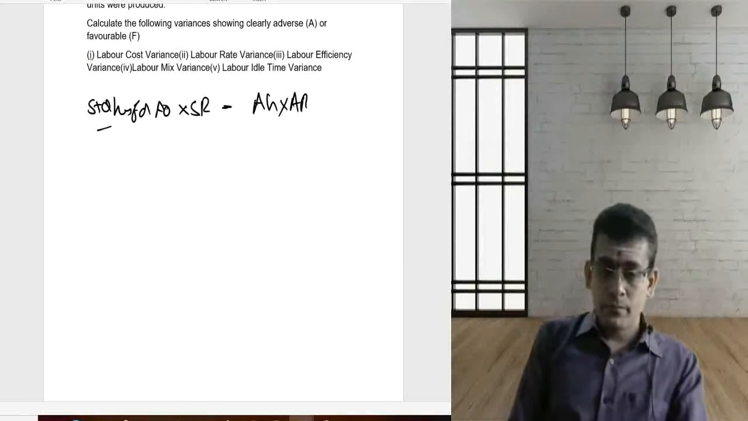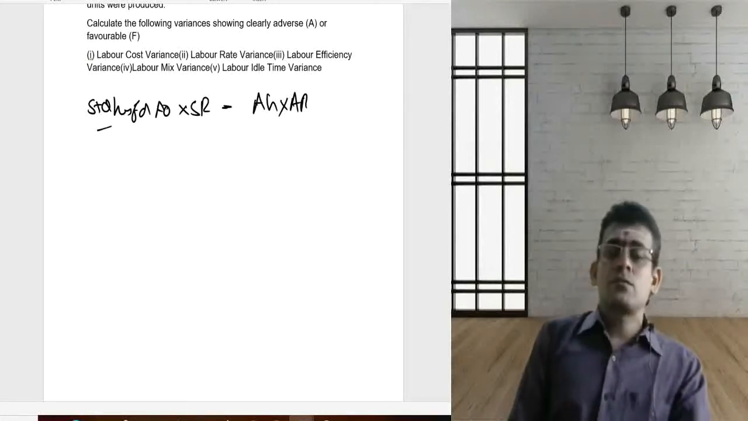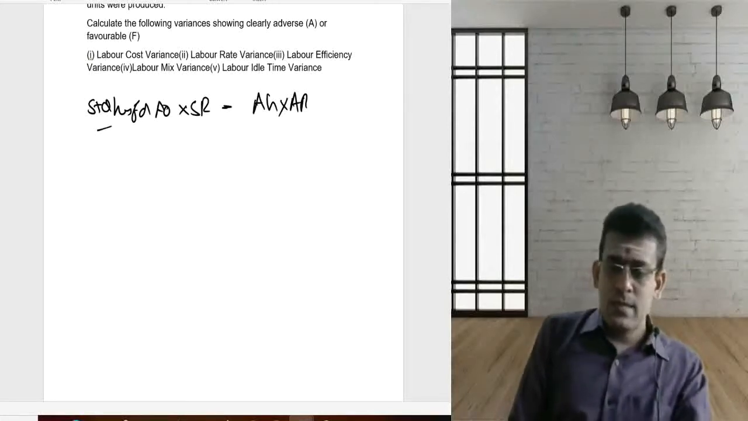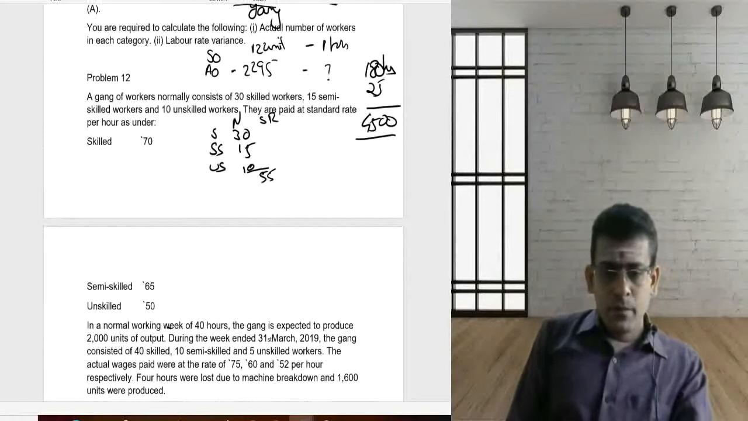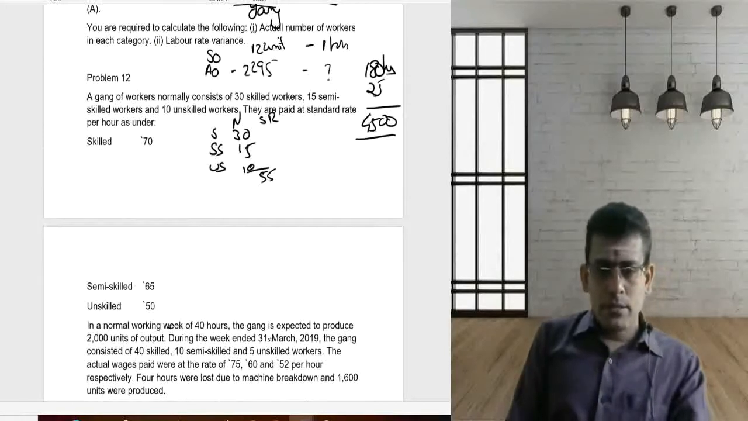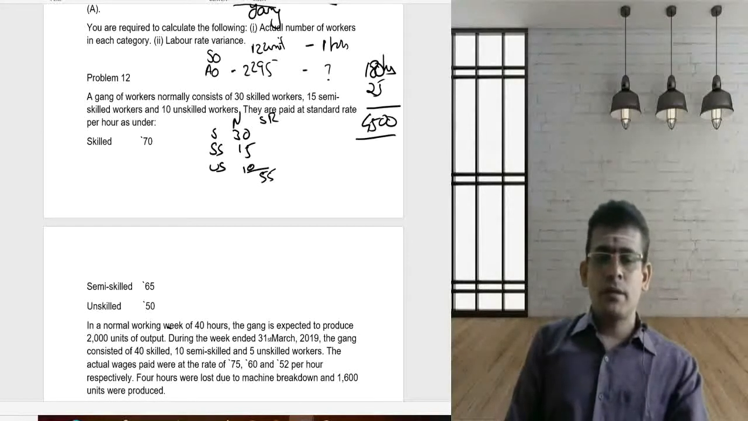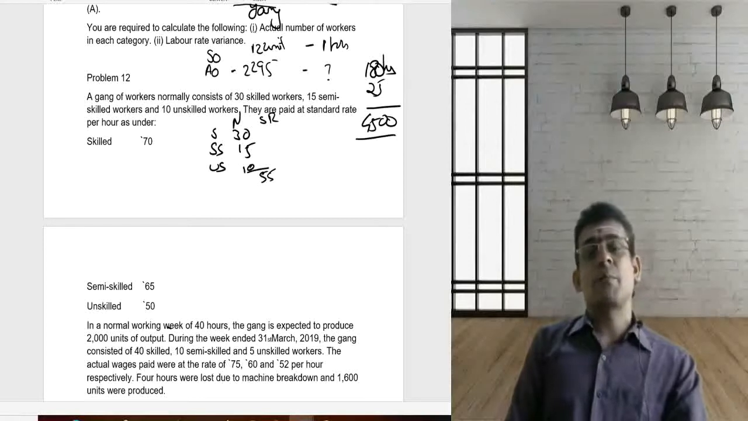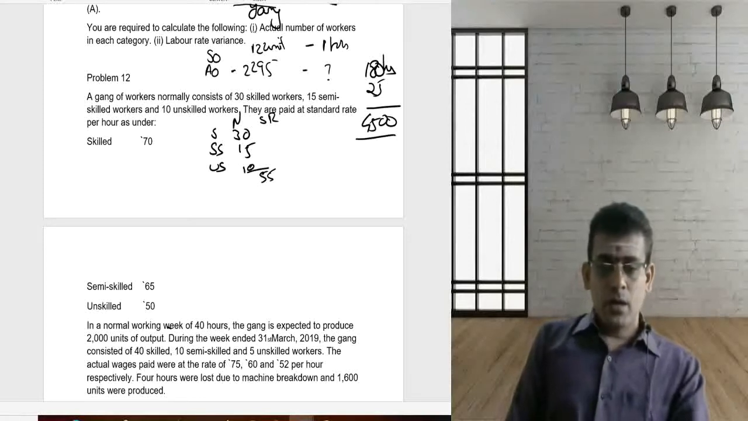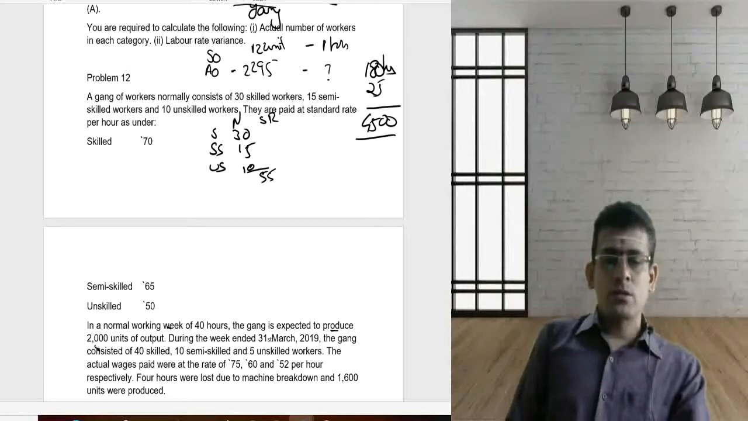Now I need to find out standard hours for actual output. How do we do this? Let us see what is mentioned. They are paid at a standard rate of 1 rupee per hour. So how much are they paying? They are paying at a standard rate per hour, 1 hour. Normal working is expected to produce 20 units of output. In normal working hours of 40, you are expected to produce 200.